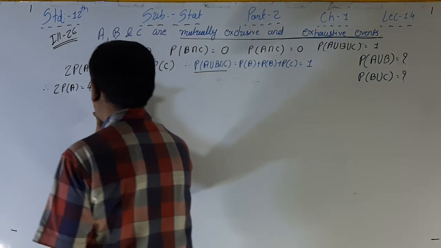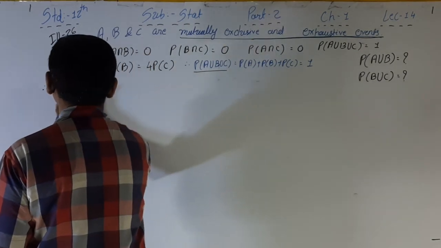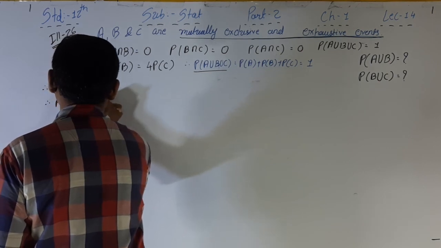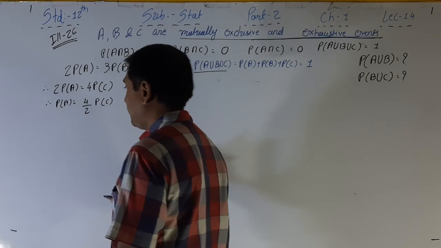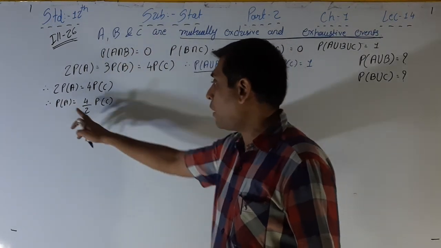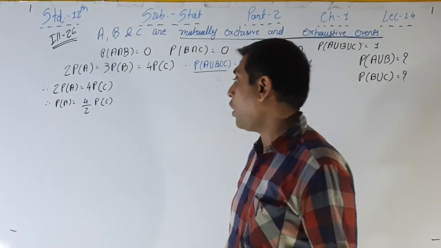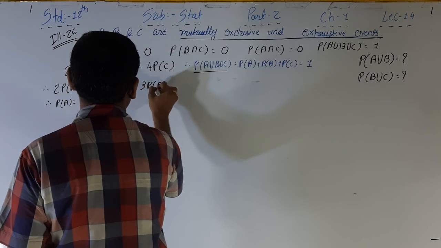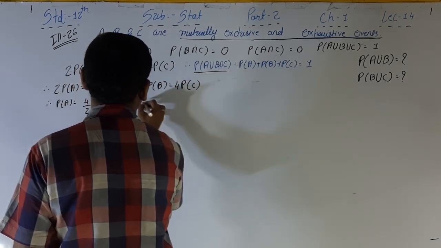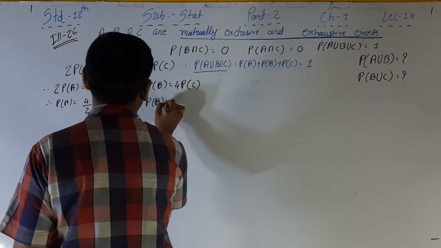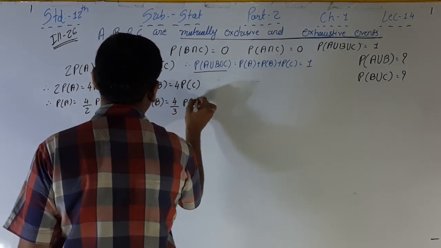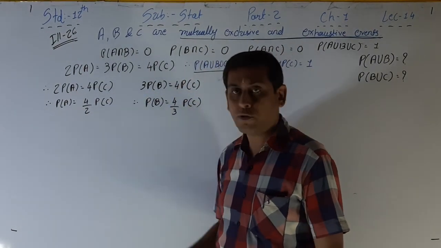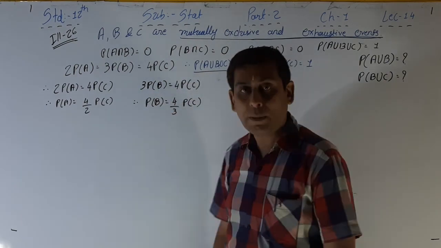Okay, so here what is that? We can say P of A is equal to 4 by 2 P of C, right? Okay, so here P of A is equal to 4 by 2 P of C. Now we can write 3 P of B is equal to 4 P of C. Therefore P of B is equal to 4 by 3 P of C. Here P of A is equal to 4 by 2 P of C. P of B is equal to 4 by 3 P of C.